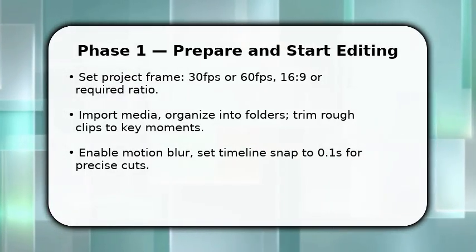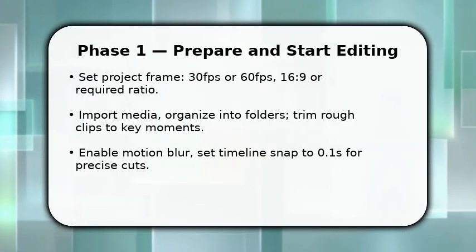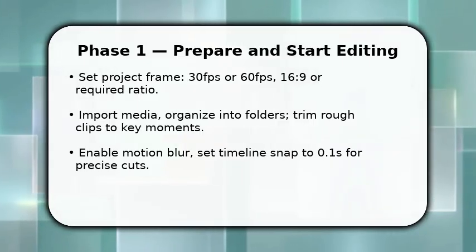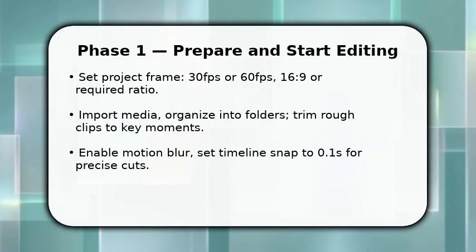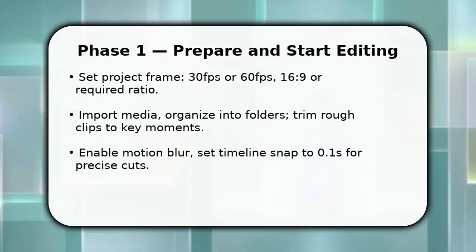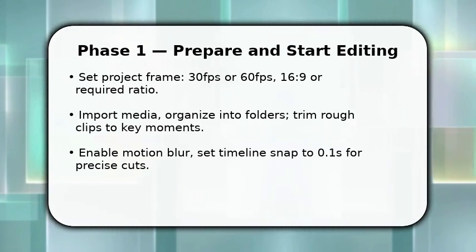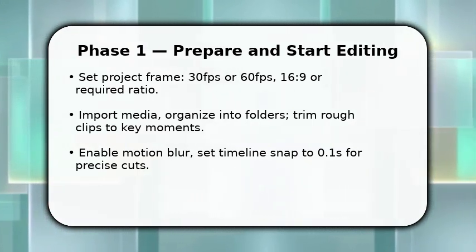Trim to the exact in/out points. This reduces jitter. Make sure to enable motion blur on layers and set timeline snapping to 0.1 seconds to align frames precisely. Now place your first clip on the main track and add a simple transform keyframe to begin motion refinement.